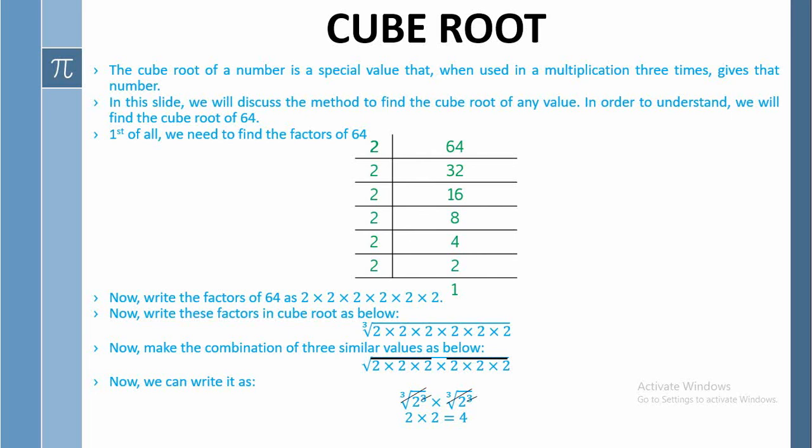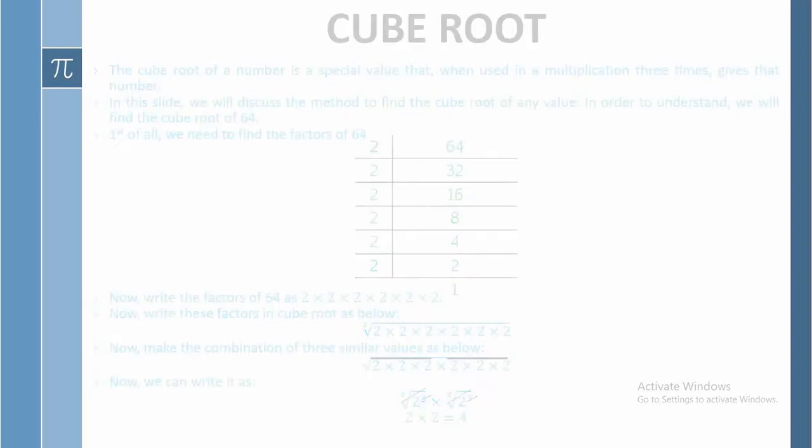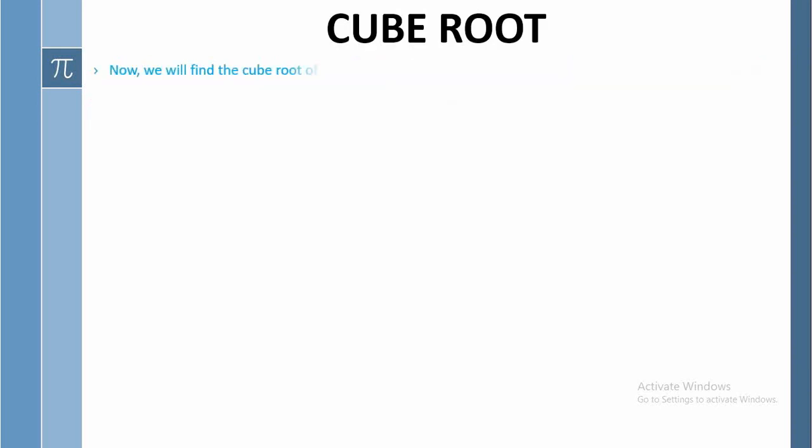The basic difference between square root and cube root: in square root we need to make the pair of two similar values. In cube root we need to make the combination of three similar values. Got it? Now moving ahead, we need to find the cube root of 40.